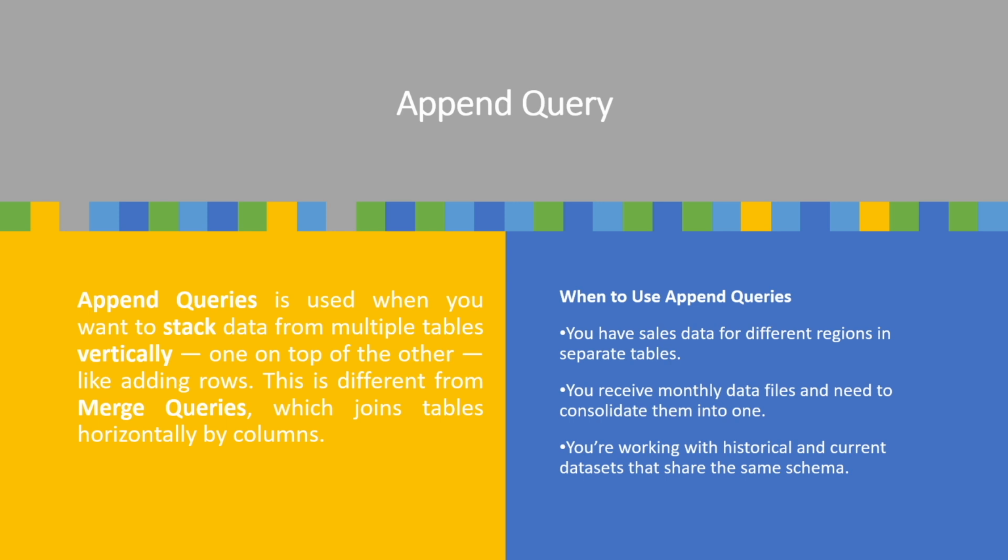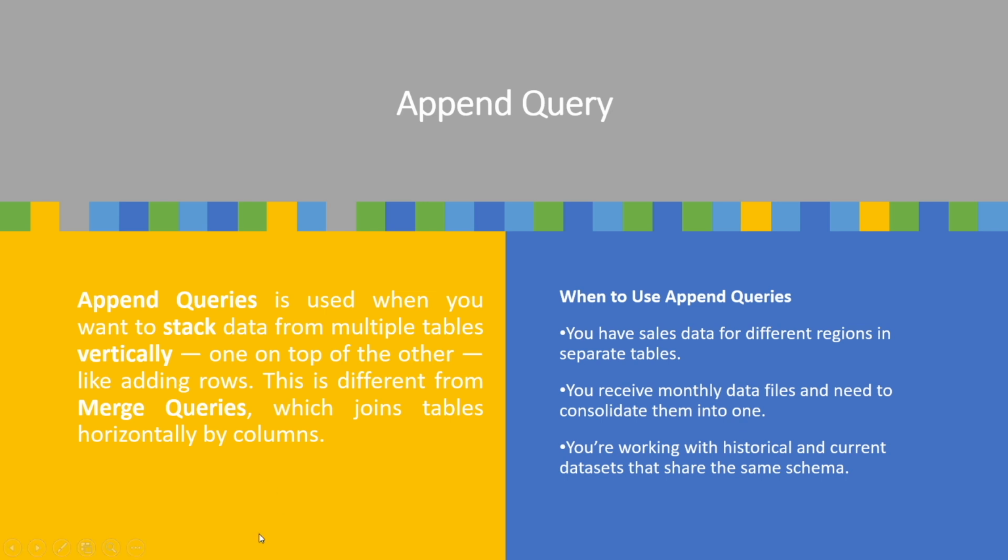In merge query, the data is joined from multiple tables horizontally, whereas in append query, the data is joined vertically. It means in append query, if in an existing table we have got, say, 20 rows, and we have another table with the same structure and the same columns, and we want to use that data as well, we can put those data into the existing table. That's what we are appending.